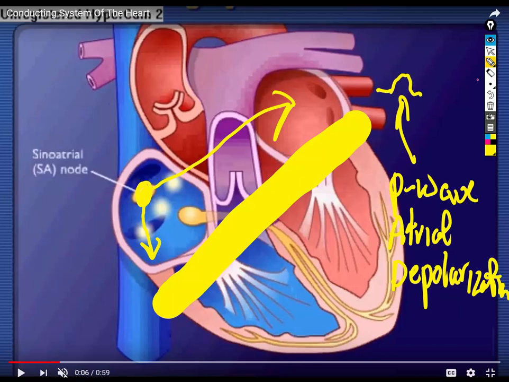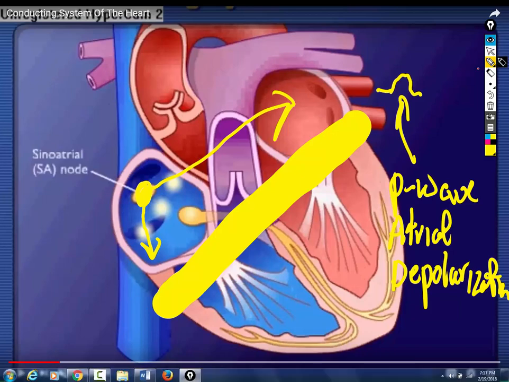Now, because of the fibrous non-electrical conducting ring, these electrical impulses are prevented from going directly to the ventricle. And you don't want that to happen. You don't want the atrium and the ventricle to contract at the same time. Otherwise, you lose atrial kick.